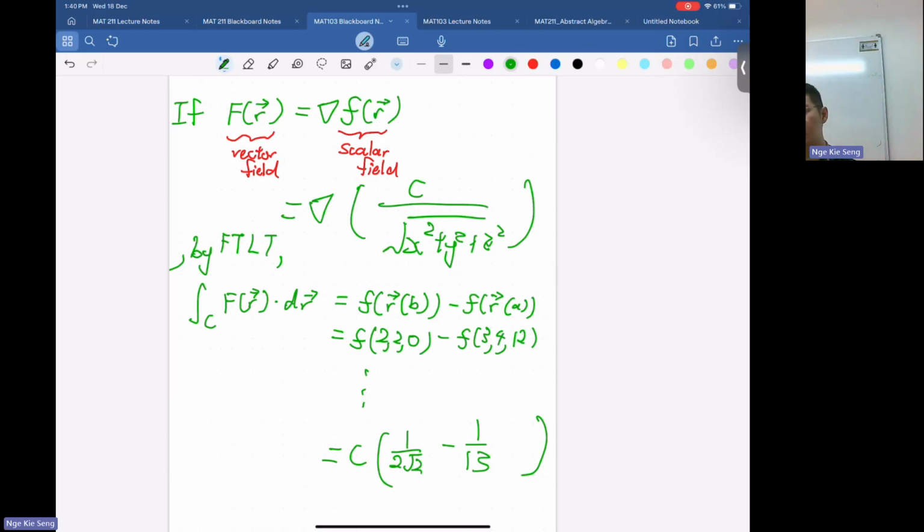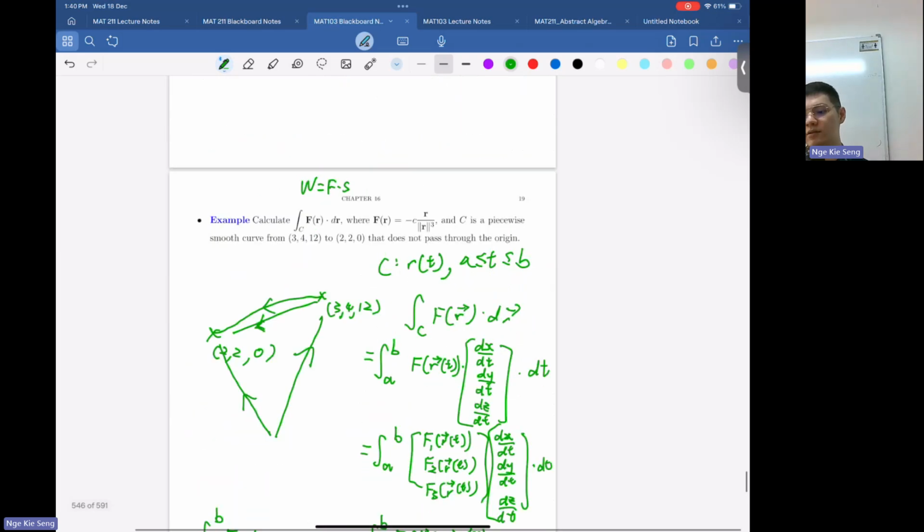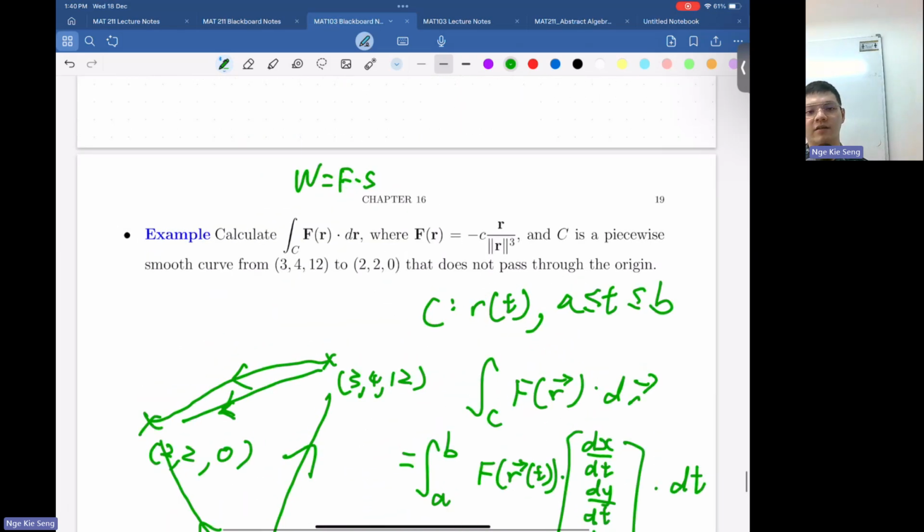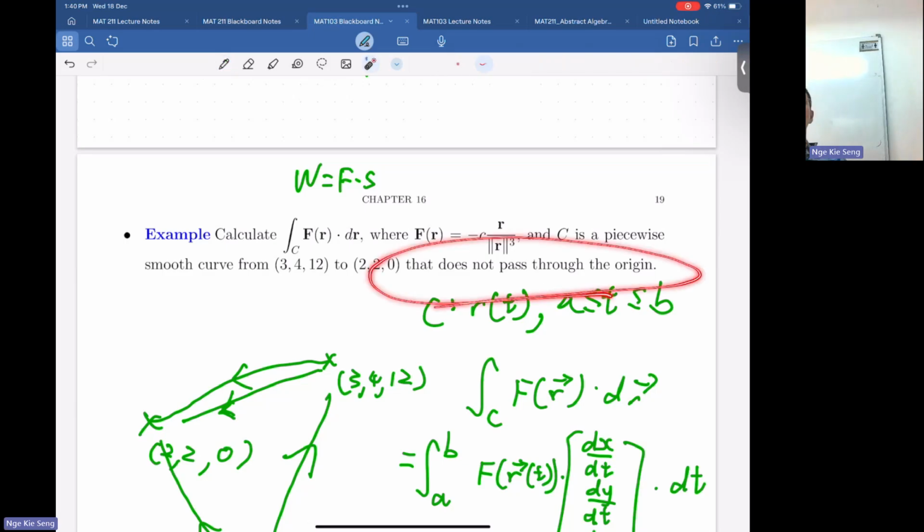So this method is particularly good if you don't know what curve you are considering. But note there's an extra condition here. Did you notice what the condition says? This path does not pass through the origin. Why? What do you think? Why would it not pass through the origin?